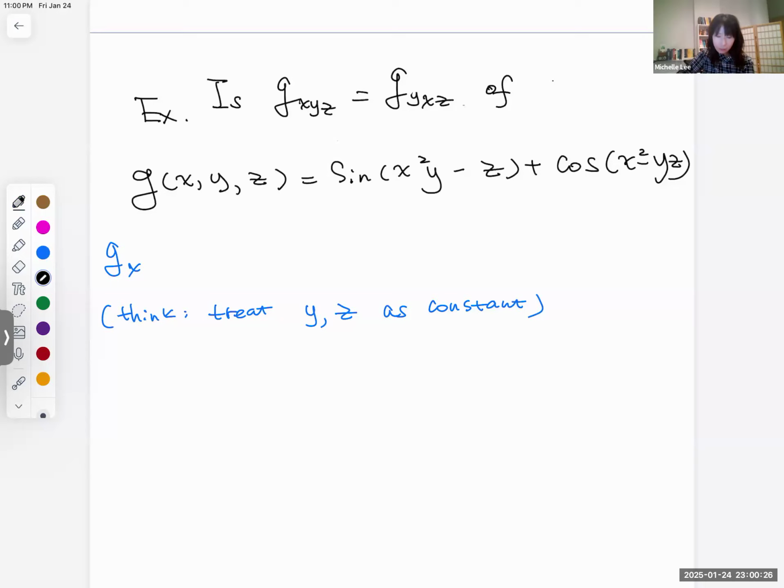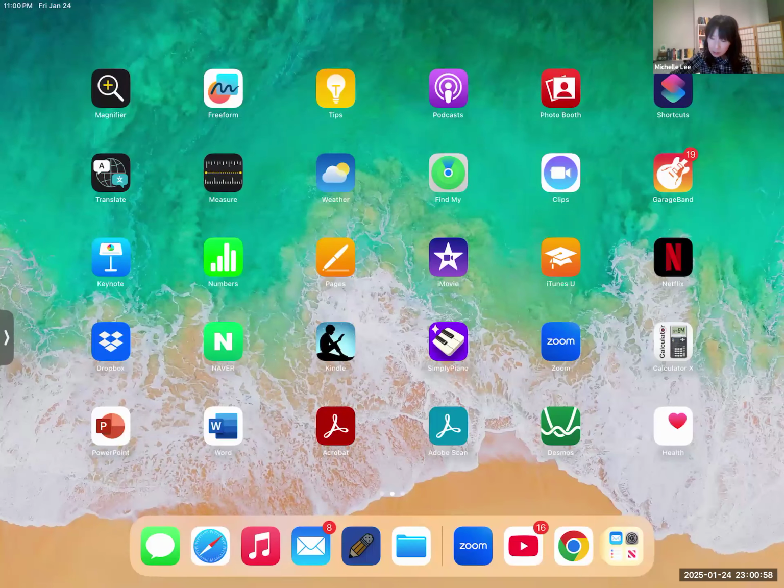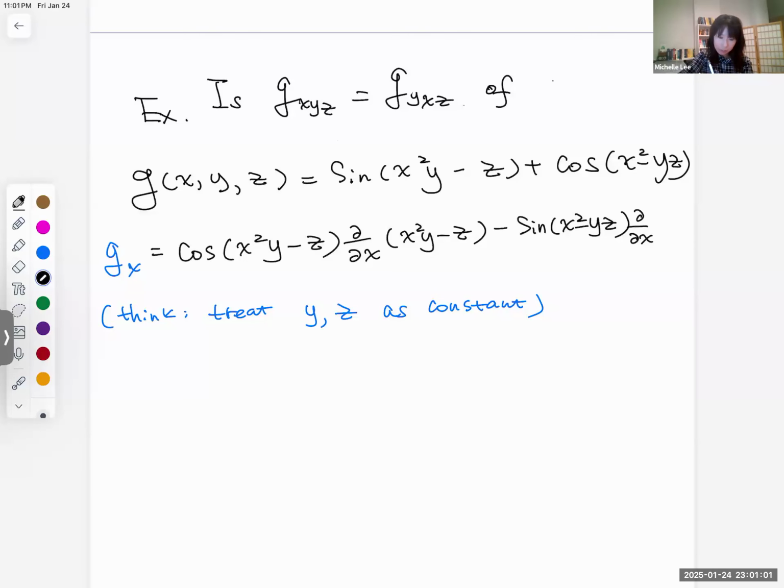Okay, so derivative of sine, cosine, x squared y minus z, and chain rule, so derivative of what's inside with respect to x squared y minus z, and what's the derivative of cosine? Negative sine x squared minus yz, and then chain rule, whatever inside the derivative with respect to x, which is x squared minus yz. Yeah.